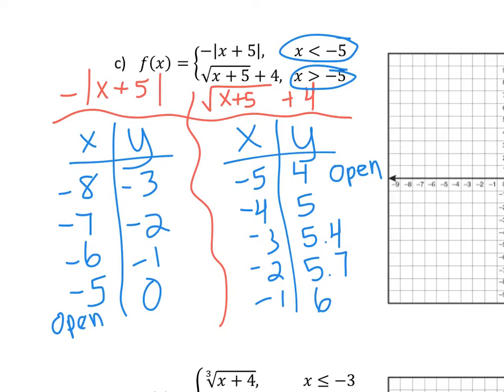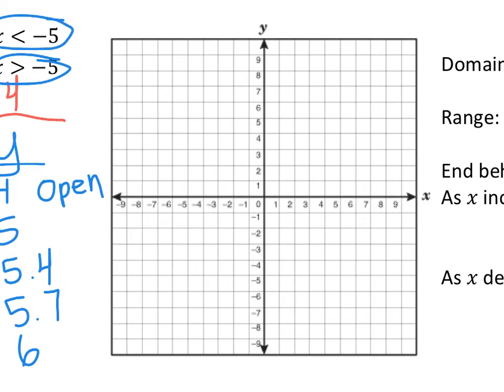Let's go over to our graph and plot these points. Okay, so we have our first part of the function, -8, -3, -7, -2, -6, -1, and -5, 0. But remember, at this point, it's an open circle. And this is linear, so we are going to draw in a straight line. And of course, make sure we've got an arrow.